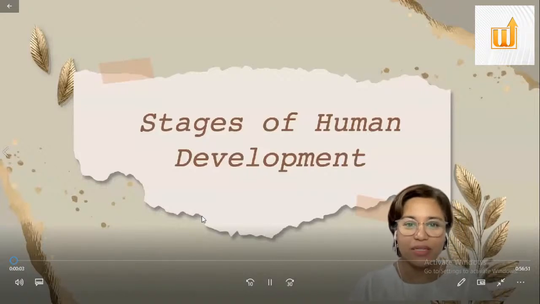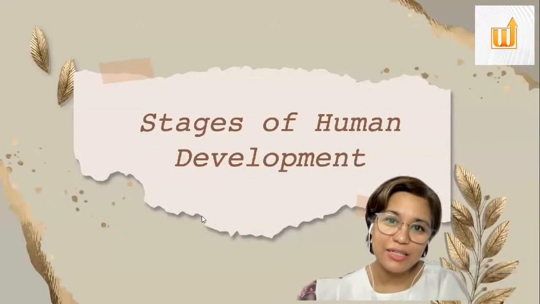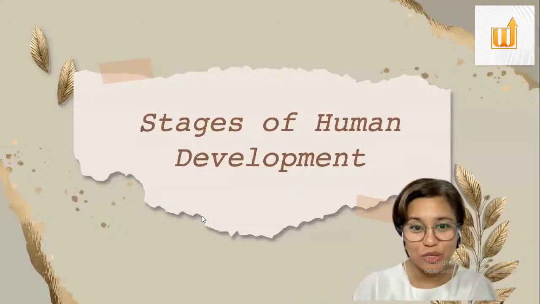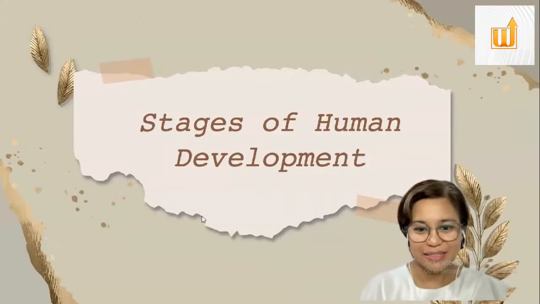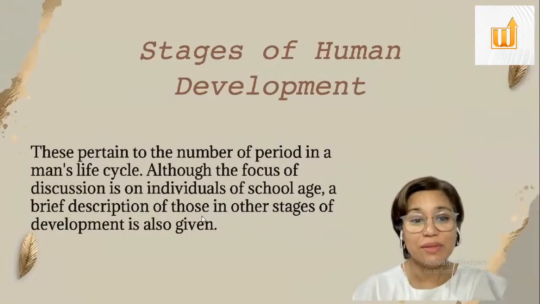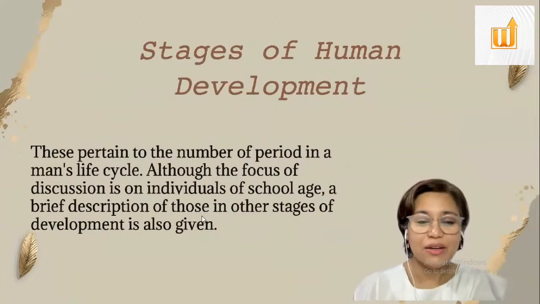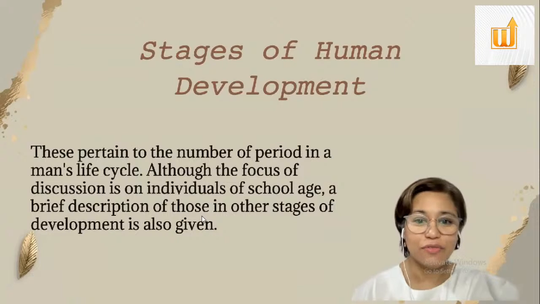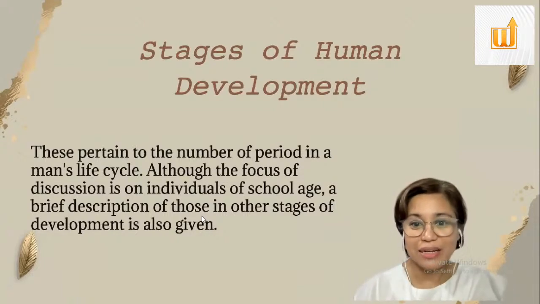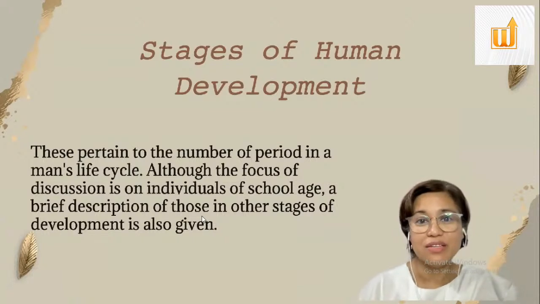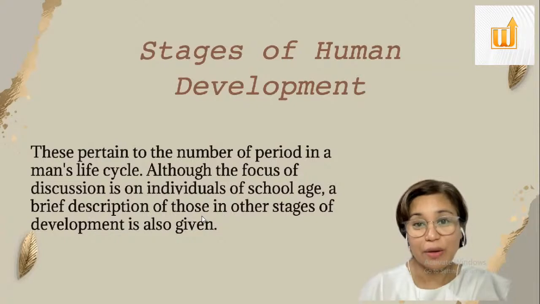So, welcome back to our discussion of the child and adolescent development review of the BLEP competencies. And now we'll talk about stages of human development. Yeah, so stages of human development pertain to the number of period in a human cycle. Now, in a human life cycle, although the focus of discussion is of individuals that are in school, child and adolescent, but there are brief descriptions that belongs to other stages of development here.